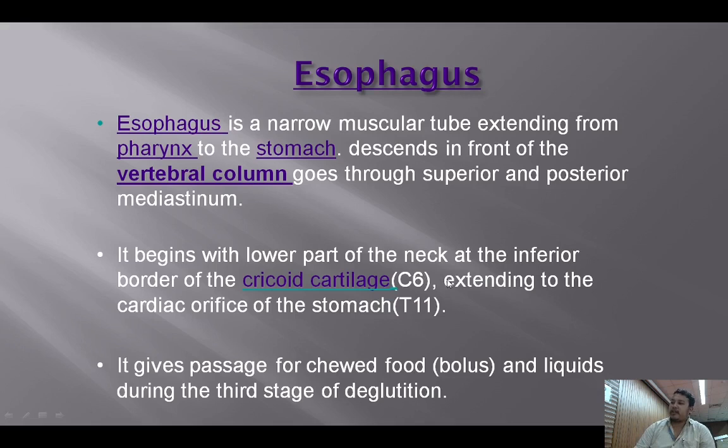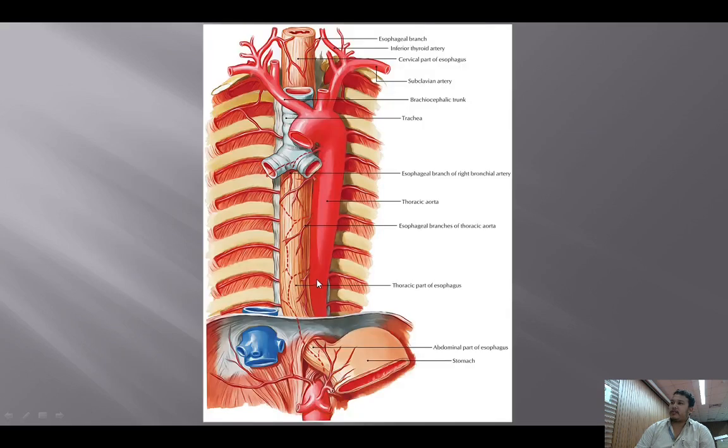So from the cricoid cartilage to the cardiac orifice of the stomach, which is present against the T11 vertebra. Its function is that it carries the chewed food and liquid from the oral cavity, from the pharynx especially, to the stomach. So this is the esophagus here.